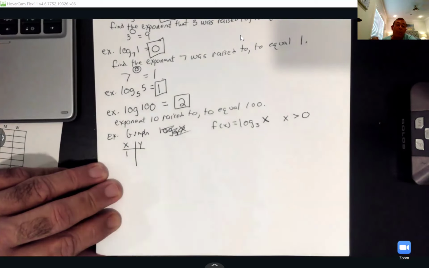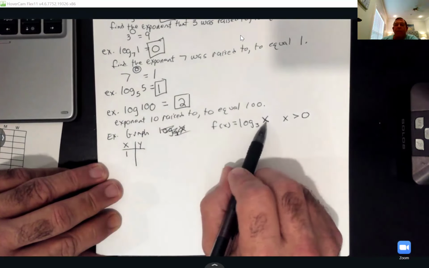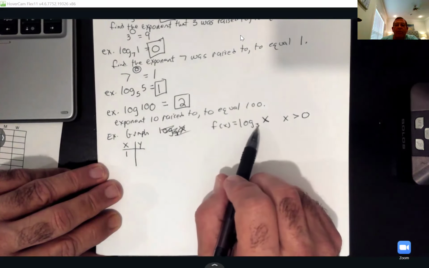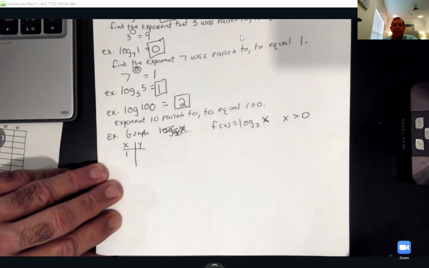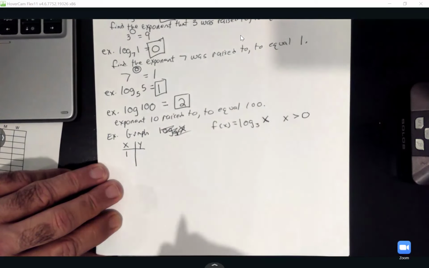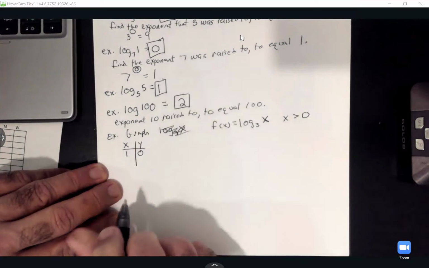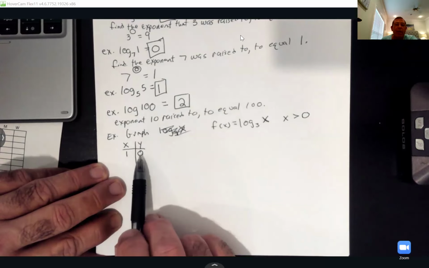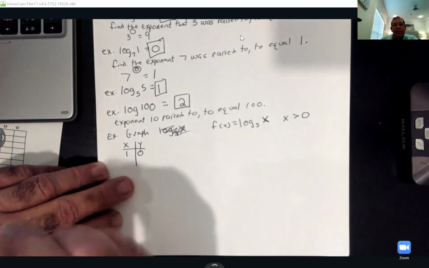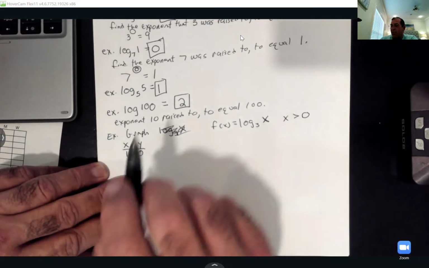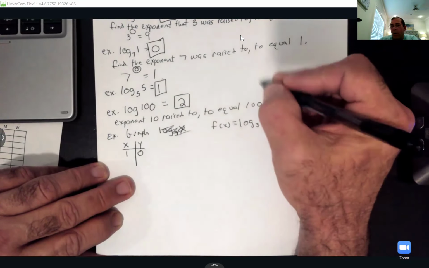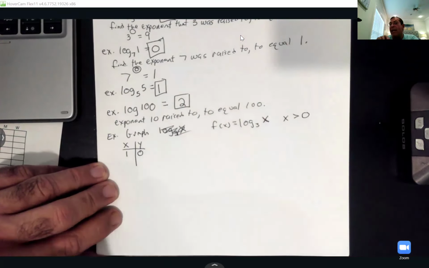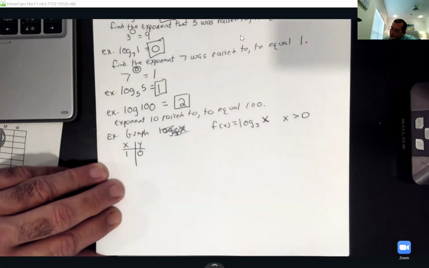So the smallest x I'm going to choose is a 1. If I put a 1 in for the x, what exponent would I raise 3 to get a 1? That'd be a 0. Which means no matter what the base is, if this is a 1, then the exponent has to be 0. So that's a little property of these graphs. Remember, the exponentials all went through 0, 1 on the y-axis. Well, these will all go through 1, 0 on the x-axis.